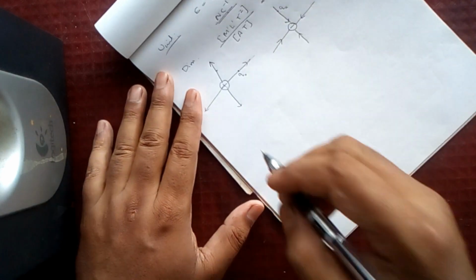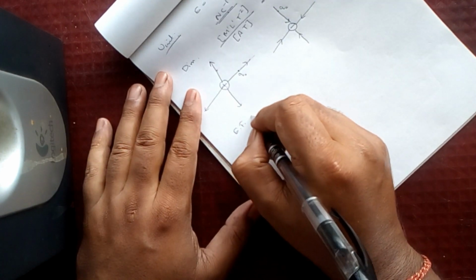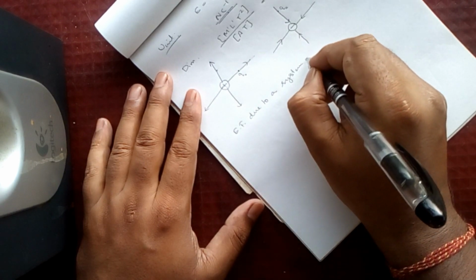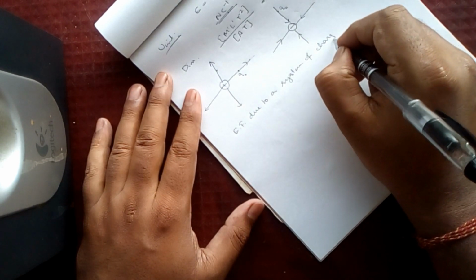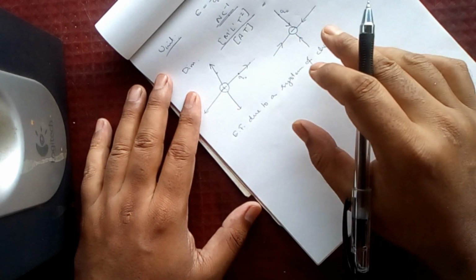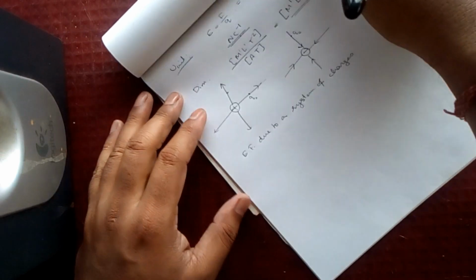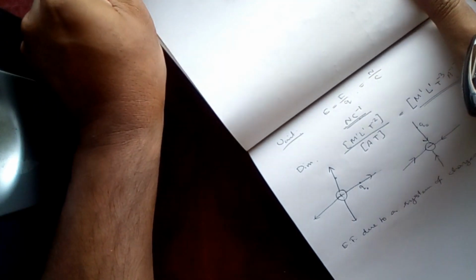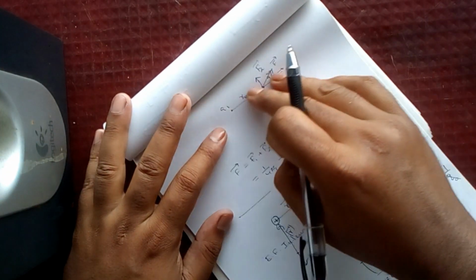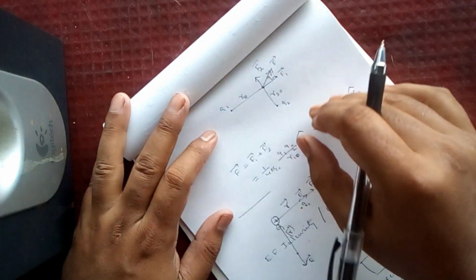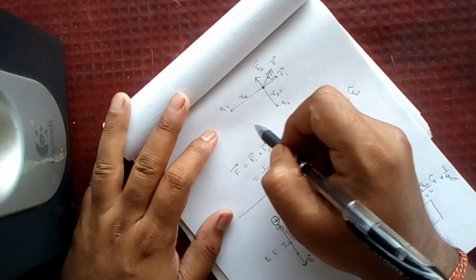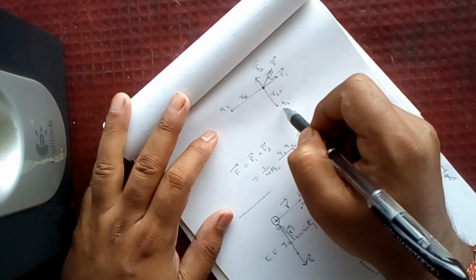And then electric field due to a system of charges. If we need to find out the electric field due to a system of charges, like we have done in the previous topic. Suppose we have a charge configuration and we need to find the electric field at this point due to all these charges Q1 and Q2.